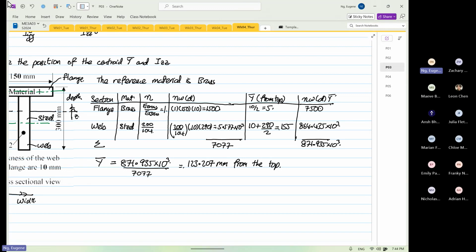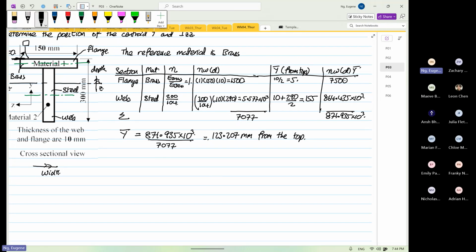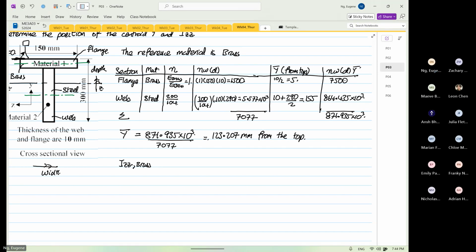Then we will go back and calculate the moment about Z. So let's sort out our second moment of area first. So now we want to do IZZ first. IZZ for brass, or for the web, or sorry, for the flange, which is made of brass.